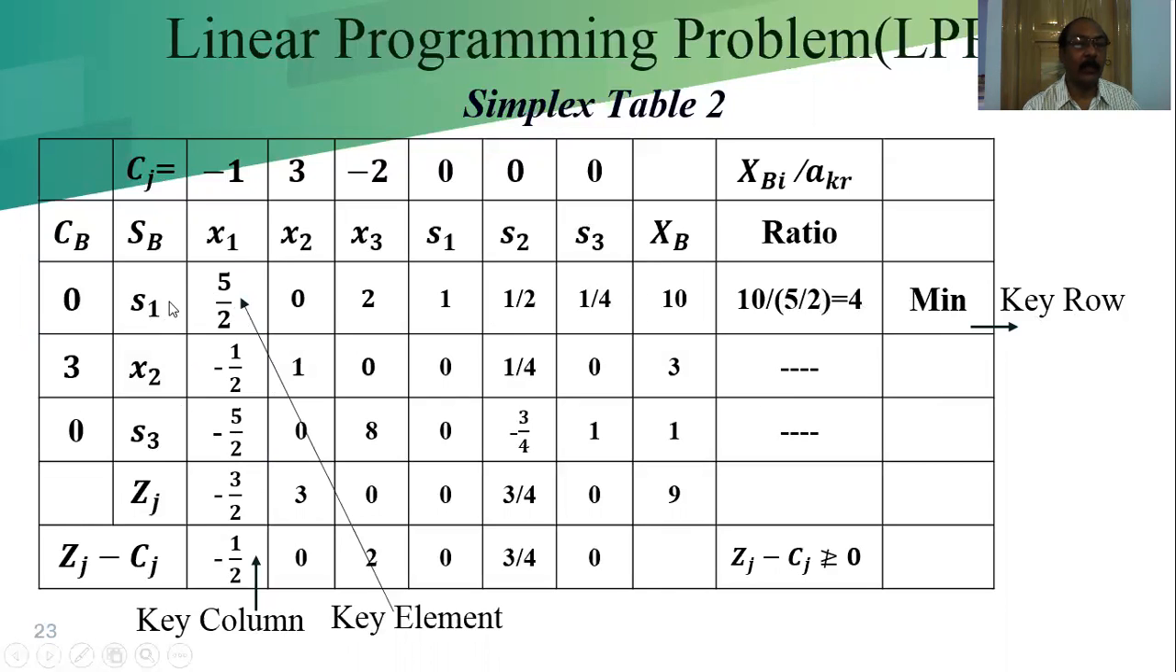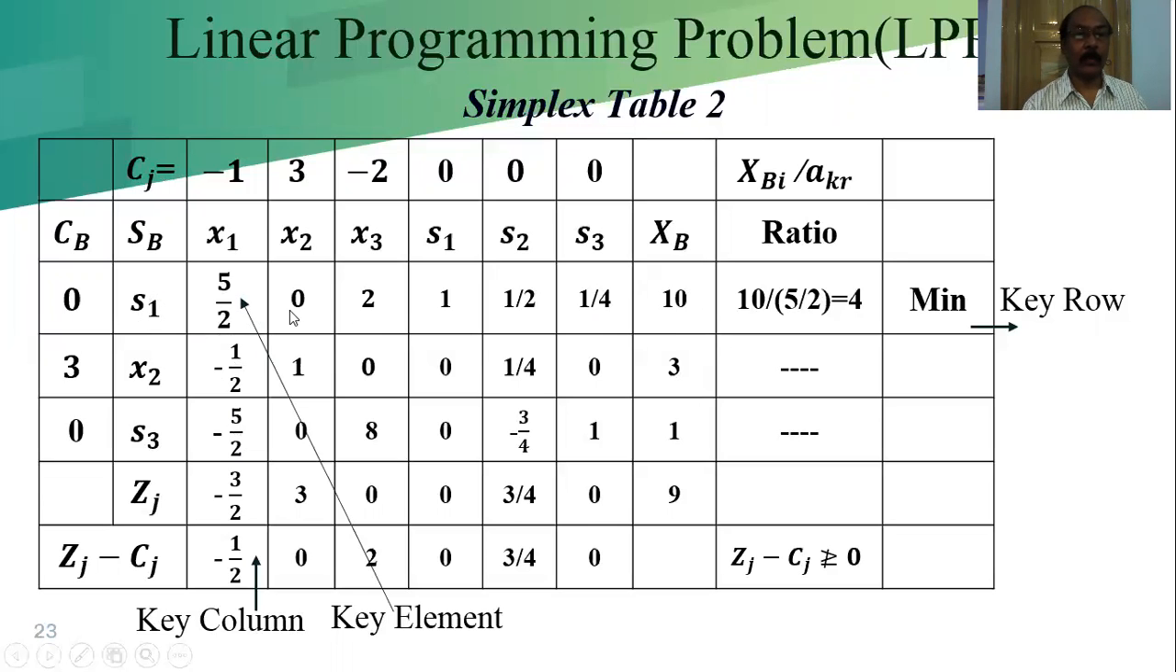So in the next table S1 is replaced by X1, and all the elements of the first row are divided by 5 by 2. So all values will be changed by dividing by 5 by 2, and 5 by 2 will be transformed to the unity 1, and these two values will be 0. Blindly we can say.